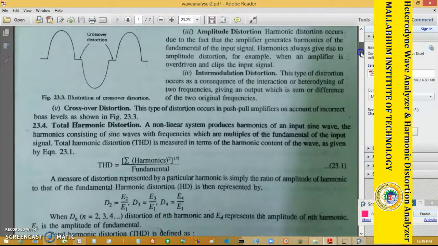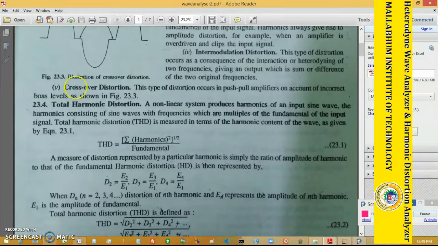And next is intermodulation distortion and crossover distortion. Crossover distortion happens in the case of the heterodyne circuit or the mixing circuit, and also the intermodulation distortion. These two distortions actually happen in the case of communication circuits.